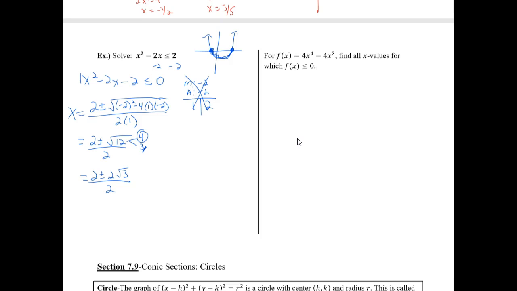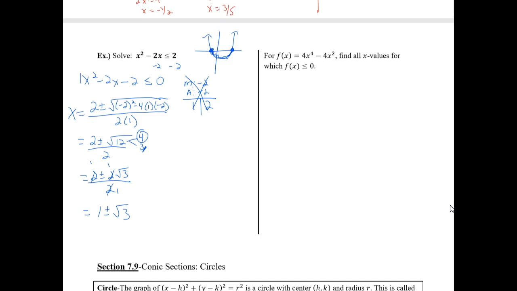Now I can keep simplifying because I notice that all 3 terms here have a factor of 2, right? 2, 2, 2. I can divide them all by 2 and get 1, which means I'll be dividing by 1, and I'll just end up with 1 plus or minus the square root of 3.